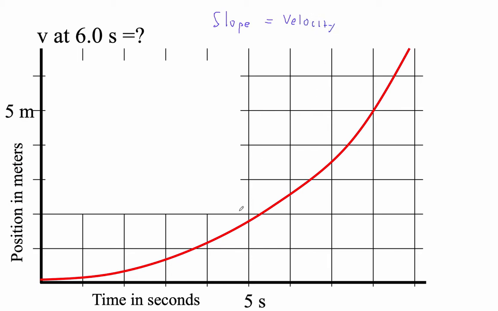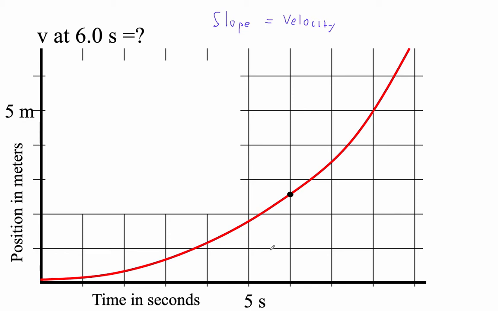That's a problem, right? If somebody says, what is the velocity at, let's say, 6 seconds right here? It's kind of hard to find the slope because it's only that slope for just that little bit, and after this it's a little steeper, and before it's less steep. So what we're going to do is use a trick here.